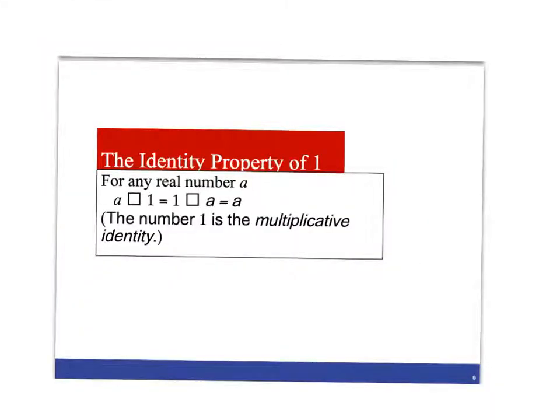And another one, make sure that you have your notes, because again, it looks so much better. a times 1 equals 1 times a equals a. I think the identity property of 1 and the identity property of 0 make perfect sense. If you're adding 0 to something, you're not gaining or losing anything. In the same token, if you're multiplying by 1, you're not adding or losing anything.